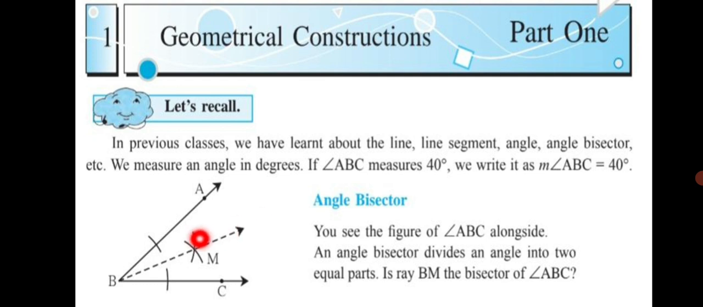An angle bisector. So you can see ray BM, which is an angle bisector, divides an angle into two equal parts. So is ray BM the bisector of angle ABC? Yes. Ray BM is said to be the bisector of angle ABC, which divides the angle into two equal parts. So the two different angles which are formed here in this figure, you can see angle ABM and angle MBC, each will measure 20 degree each, since they are divided equally by the angle bisector ray BM.